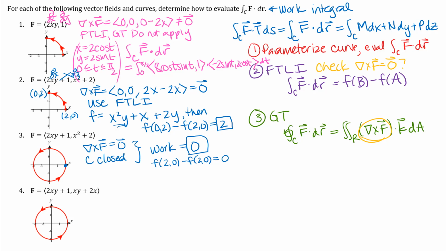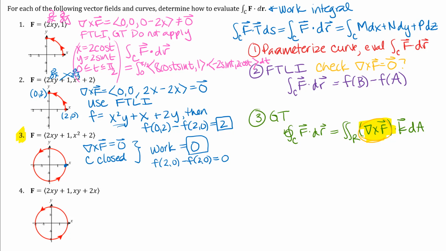If you use Green's theorem, notice that your curl vector is 0. So you get the 0 vector here. When you dot that with k, you still have 0. And so you're adding up 0 over the whole region inside the curve, so you get 0. So number 3 is the kind of problem where you say thank you and you go on to the next problem.